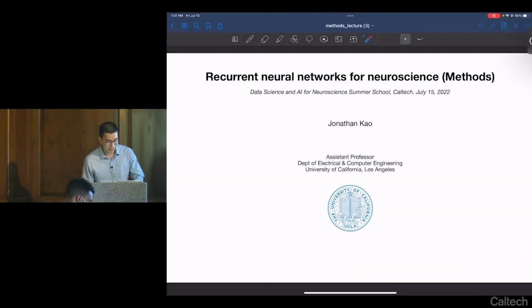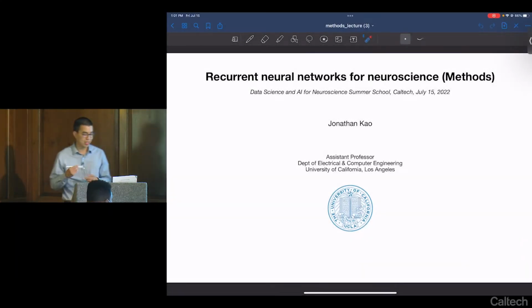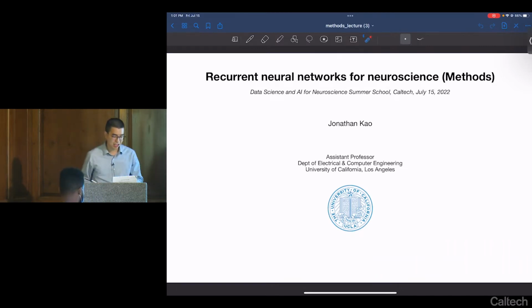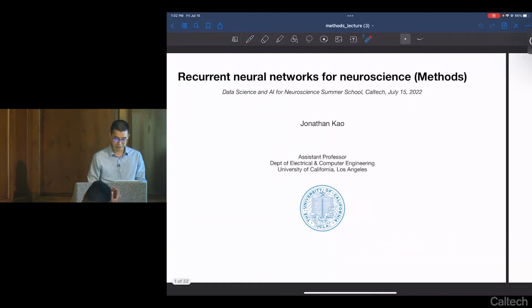All right, so this will be the methods part of the lecture, where we'll go into some of the more details of the implementation of the RNN. And then Brandon will be walking you all through an implementation in PyTorch, and you all will implement the forward pass and the training and the contextual dependent integration task, the Mante and Sussillo task that we talked about earlier.